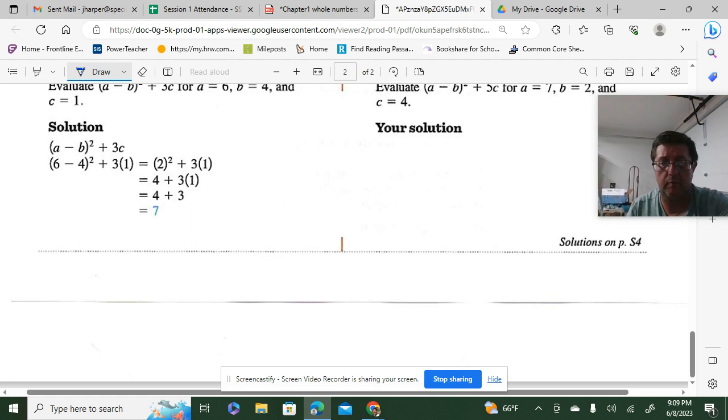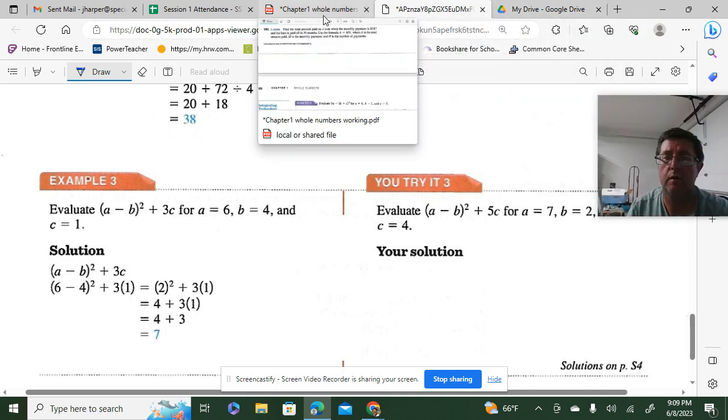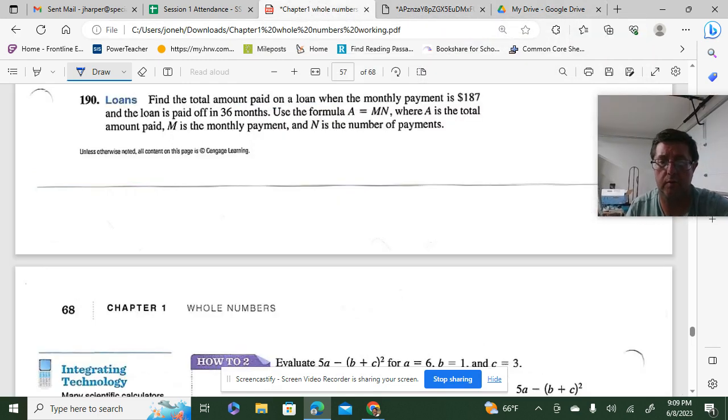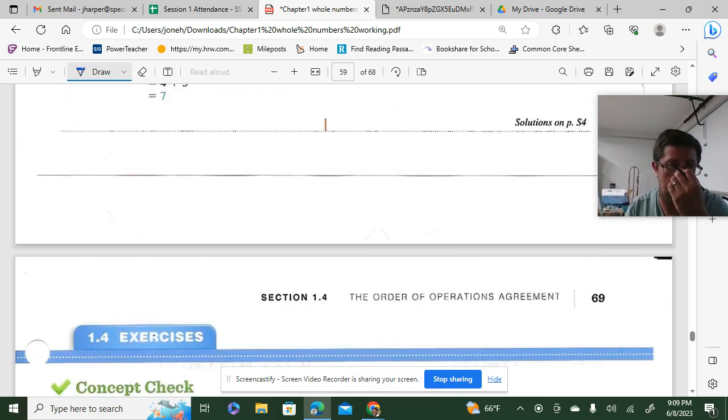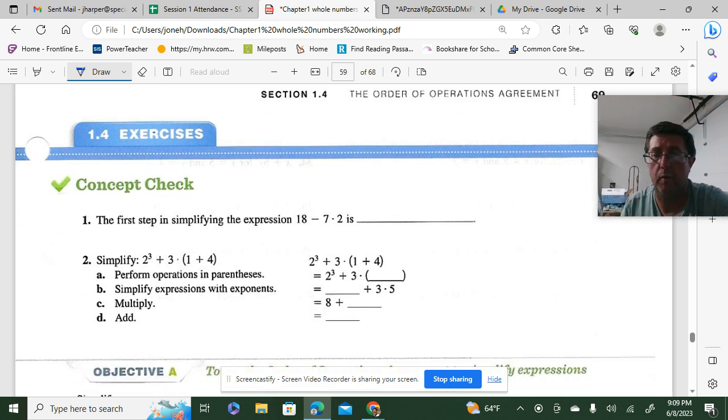So, giving you a bunch more examples right here. Now, I'm going to go back to our Chapter 1, whole numbers. Okay, there's what we just did. Now we are down on to exercise 1.4. You guys are going to have to spend all weekend working on this. Yay!